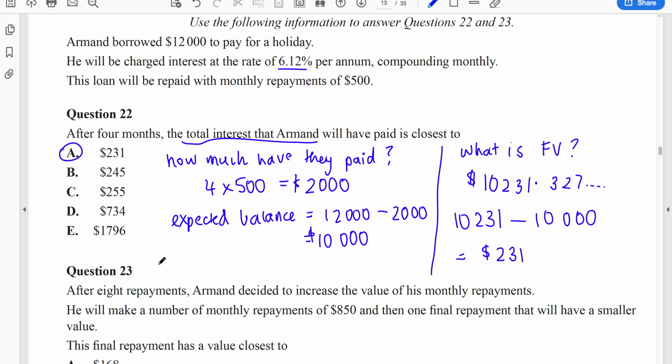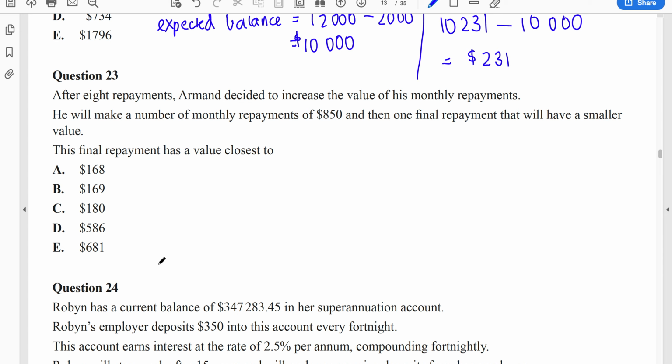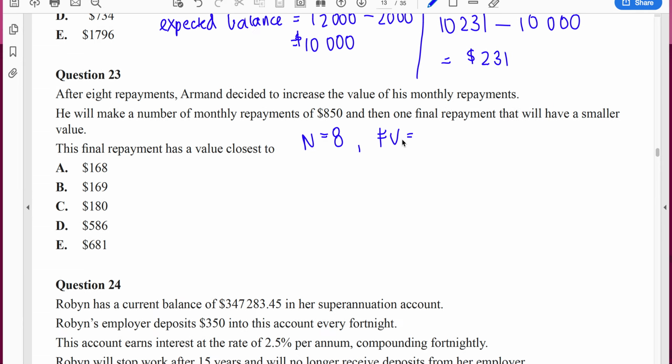Now moving on to number 23. It's using the same information, and because I've got it in my solver already, I'm going to use that. This question requires you to use your solver a fair bit. You have to change things and move things around a little. First of all, after 8 repayments, he's going to increase the value of his monthly repayments. So the first thing we want to do is work out, when n is 8, what is the future value. We want to know how much he owes after those 8 payments.